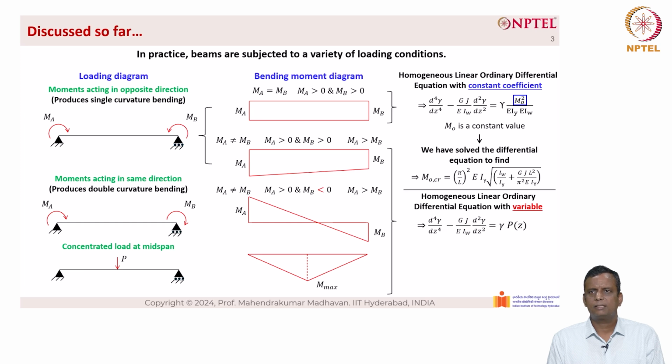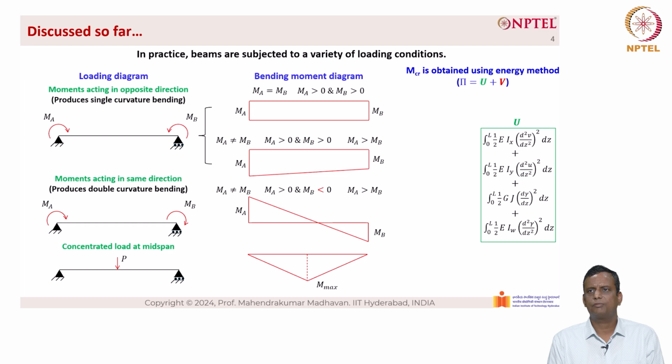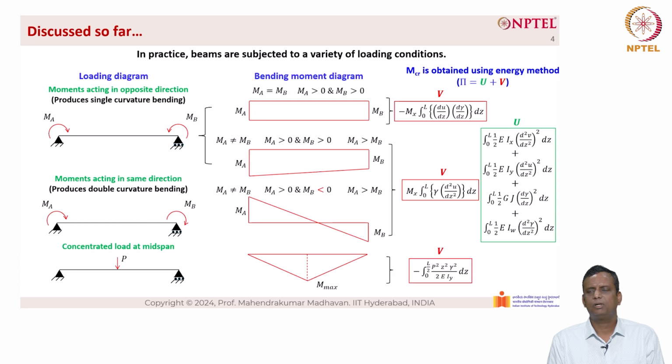Whereas for other loading cases, it is a homogeneous linear ordinary differential equation with variable loads. By variable loads, the load is variable along the length of the member, Z. This can be solved using the energy method. So the total energy of the beam is pi equal to U plus V. Here MCR is obtained using the energy method, where U is the strain energy of the beam. Here the potential energy V varies according to the loading type, as you can see here. For three different loading cases, we have three different potential energy equations. However, the strain energy given on the right hand side does not change with regard to the loading condition; it remains the same.